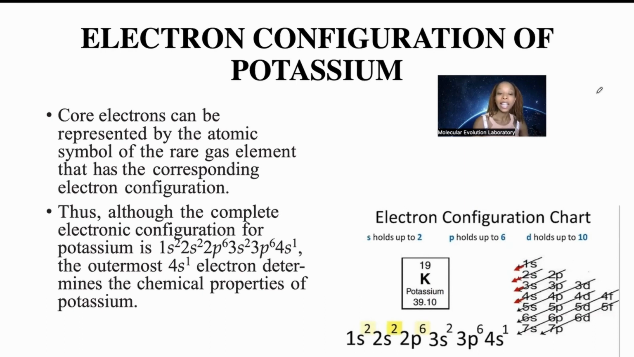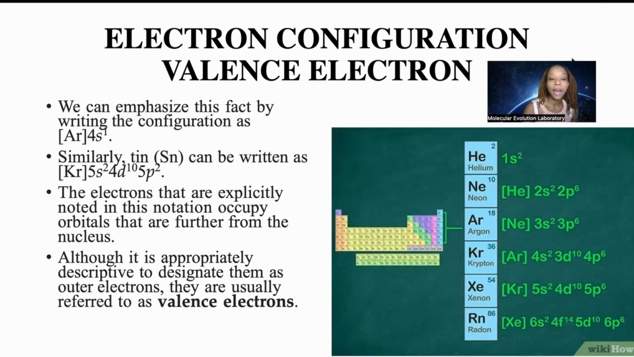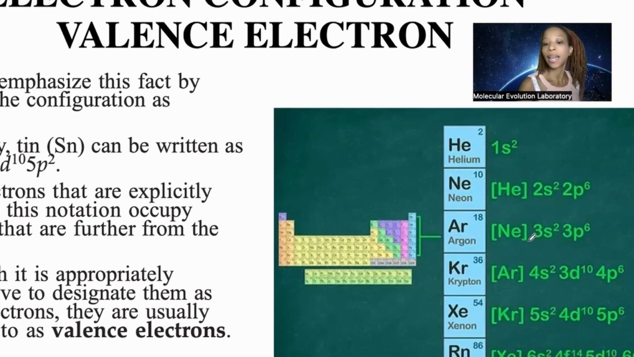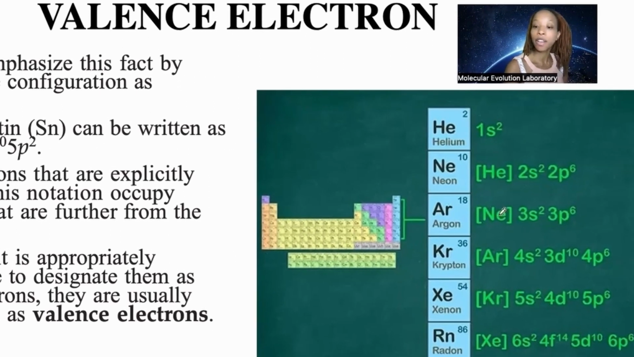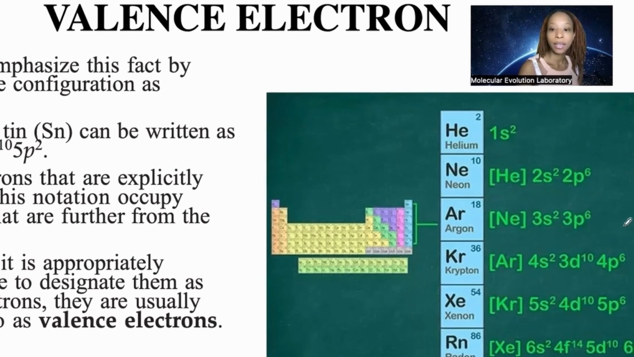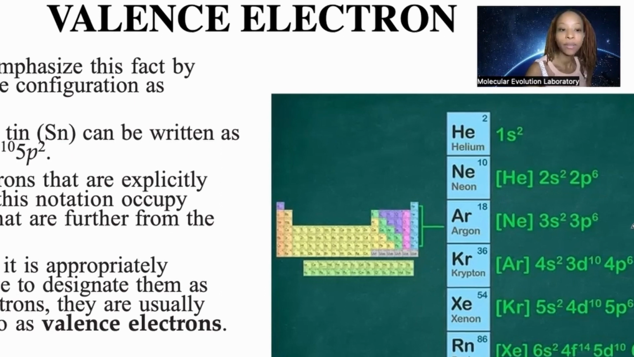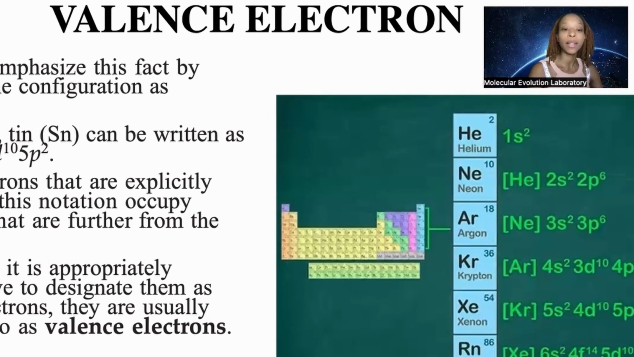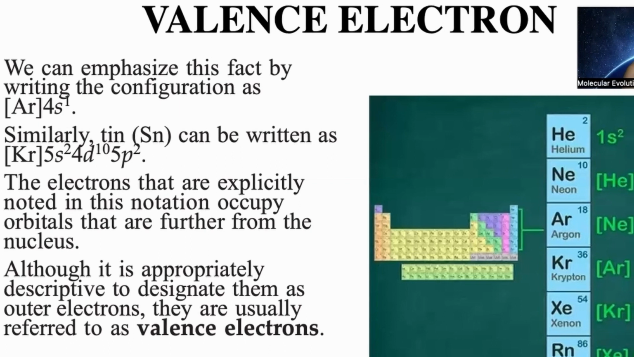Although the complete electron configuration for potassium is 1s2, 2s2, 2p6, 3s2, 3p6, 4s1, the outermost 4s1 electron determines the chemical properties of potassium. We emphasize this fact by writing the configuration as argon 4s1. It basically simply means that it has the same configuration as argon, but the 4s1 electron is the outermost valence electron. Similarly, tin can be written as krypton 5s2 4d10 5p2.